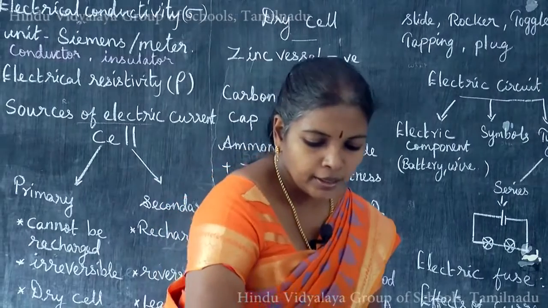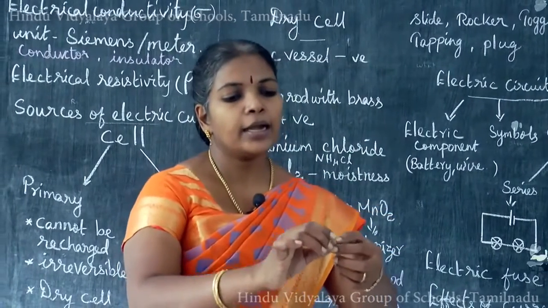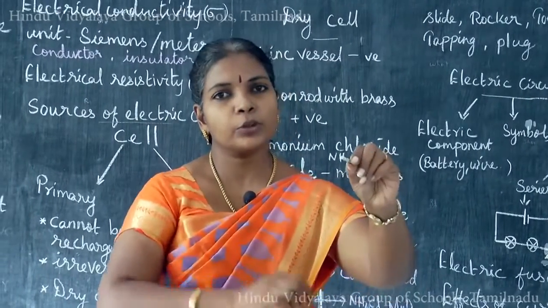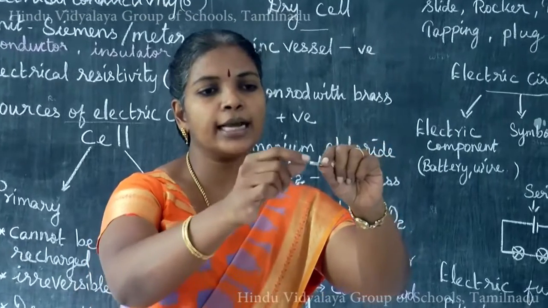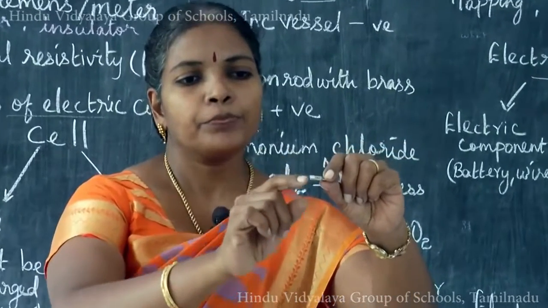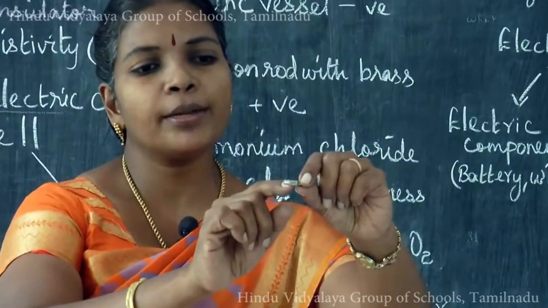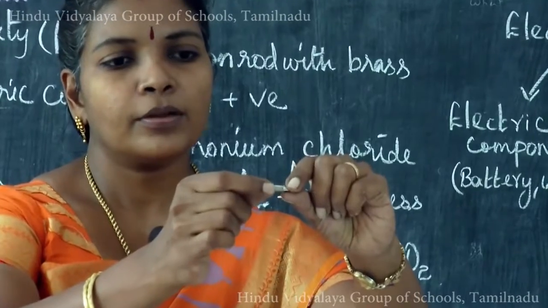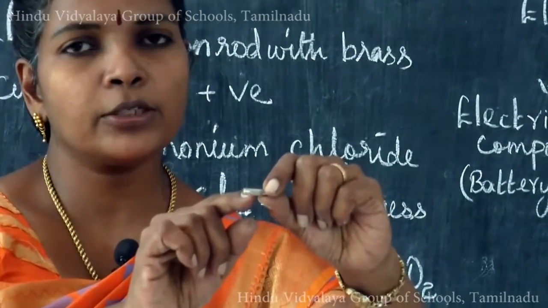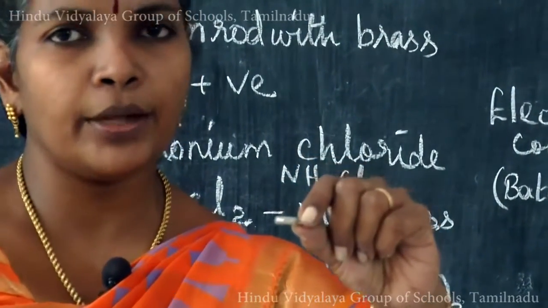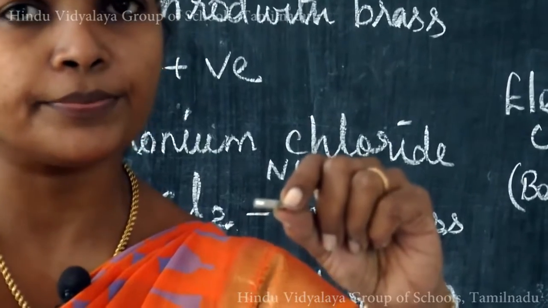And in electrical appliances, a glass fuse is used. This is a glass fuse fitted with 2 points and a thin filament inside. This type of fuse is used in electrical appliances, that is, electric devices.